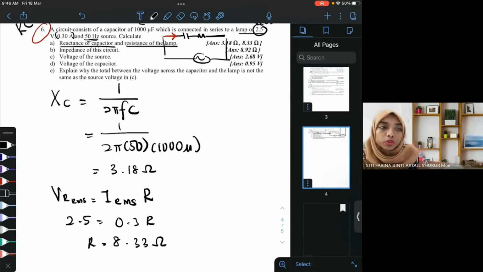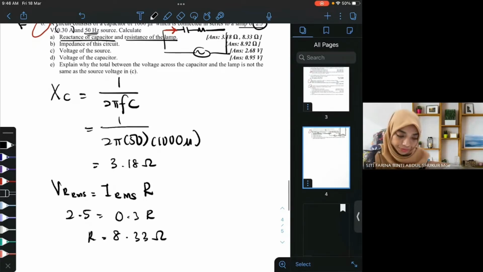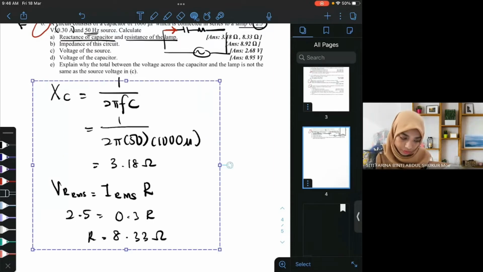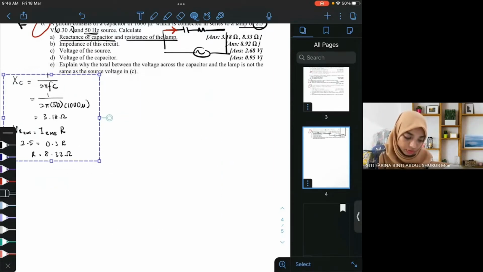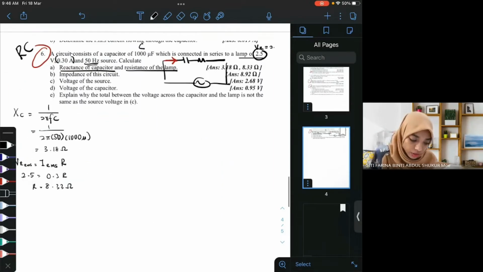Are we good up to this point? Okay ke? Orang yang minta soalan 6. Okay, Miss.